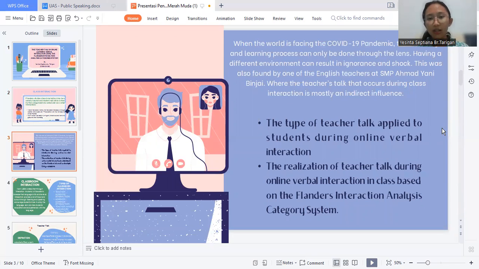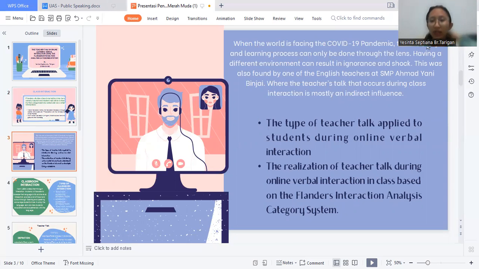When the world was facing the COVID-19 pandemic, the teaching and learning process could only be done online. Having a different environment can result in ignorance and shock. This was also found by one of the English teachers at SMP Ahmad Yani Binjai, where the teacher's talk that occurs during class interaction is mostly an indirect influence.